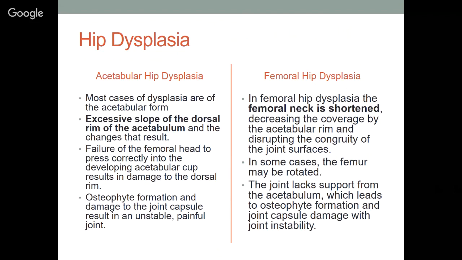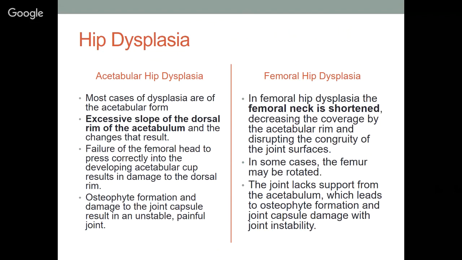There are two types. There's acetabular hip dysplasia, where the problem is with the acetabular cup, and most cases of dysplasia are of this acetabular form. There is an excessive slope of the dorsal rim of the acetabulum, and that's where we see the changes.